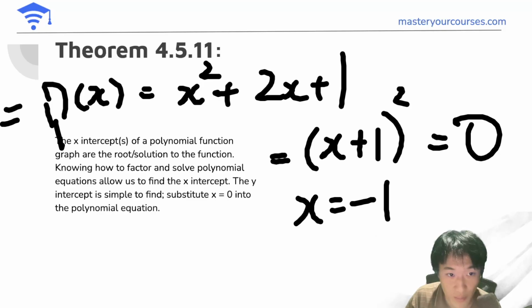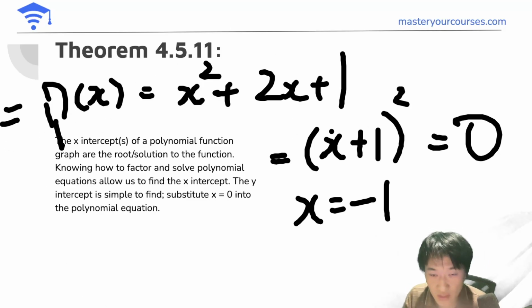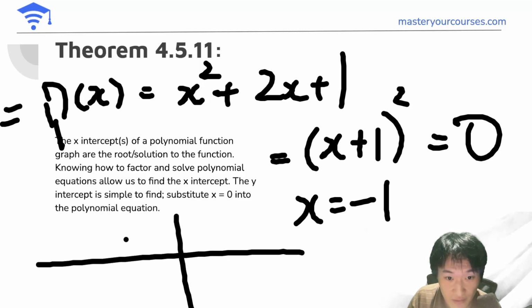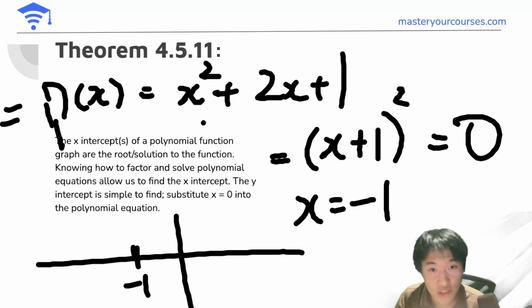Remember, the polynomial p of x is just y. So if y is equal to 0, then x plus 1 squared is equal to 0. Then there you go, you have x is equal to negative 1. That satisfies this equation when y is equal to 0. So then you know that you have this x-intercept at negative 1, 0. So if I were to draw this graph, you have some negative 1, and the graph is going to cross here.